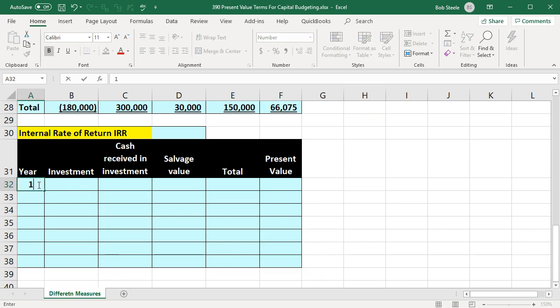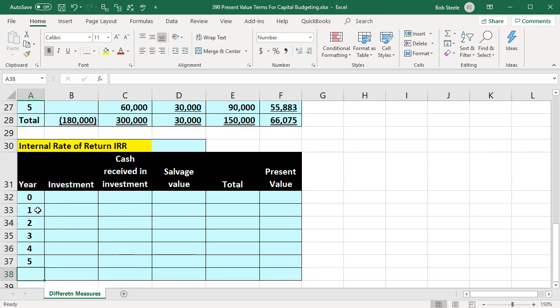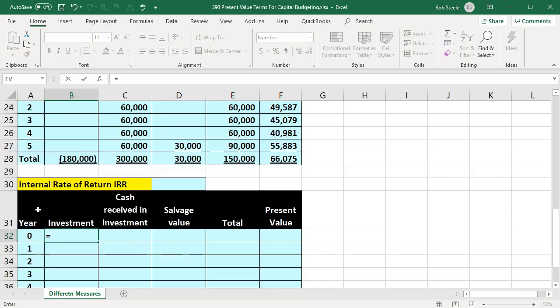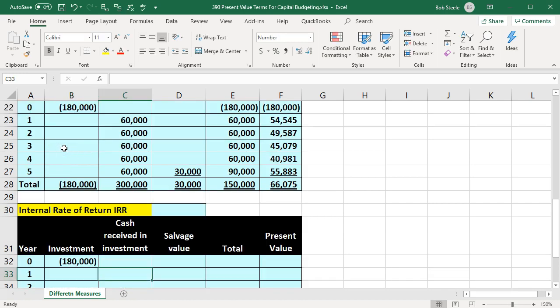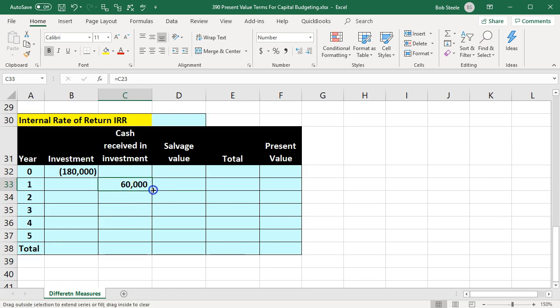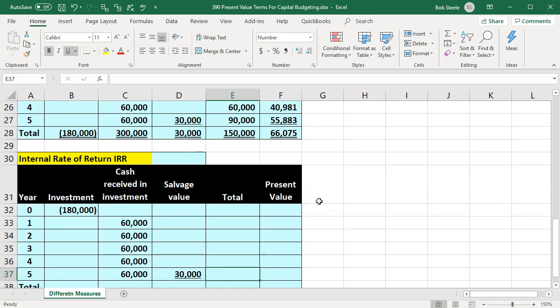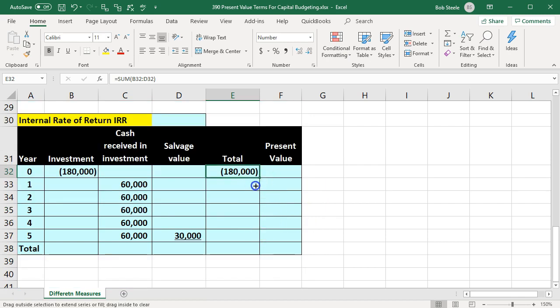Same data. We're going to enter the data down below. Sorry, 0, 1, 2, 3, 4, 5, and total. And then the investment, I'm just going to pull the same data down. It's going to be equal to that. The cash flows will be equal to the 60. And then I'm going to autofill this down to year 5. Salvage will be equal to the salvage up above. And the total then, if we sum this across, equals the sum of these items. And then we'll pull that down.